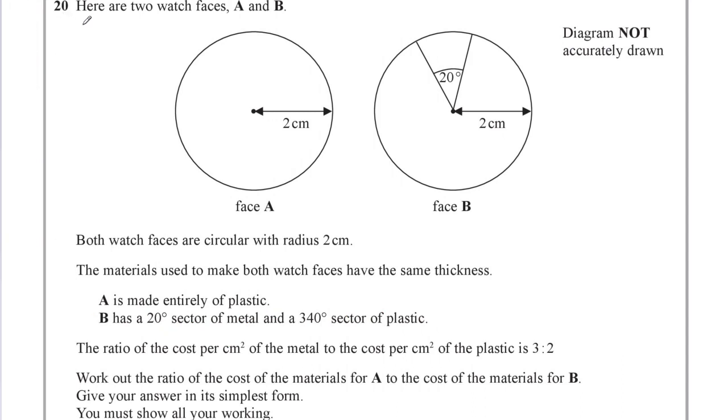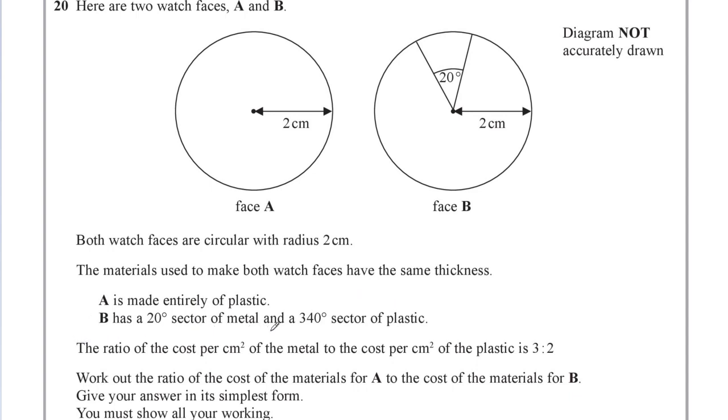Question 20. Here are 2 watch faces, A and B. Both watch faces are circular with radius 2 centimeters. The materials used to make both watch faces have the same thickness, so we know they're the same volume. A is made entirely of plastic. B has a 20-degree sector of metal and a 340-degree sector of plastic.